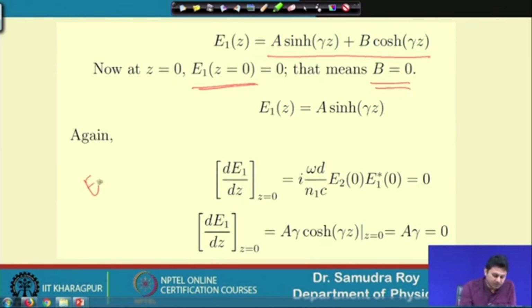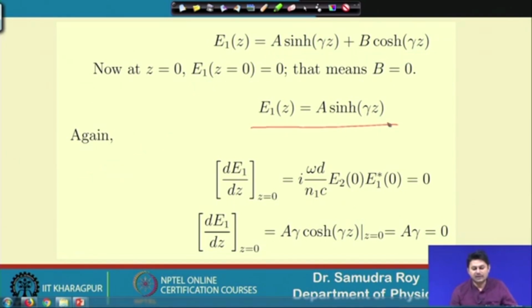So, E 1 of 0 is B, and this quantity is 0, that means B is equal to 0. Once B is equal to 0, I can eliminate this term. So, we will have simply A 1 sinh gamma z as a solution for E 1 of z.